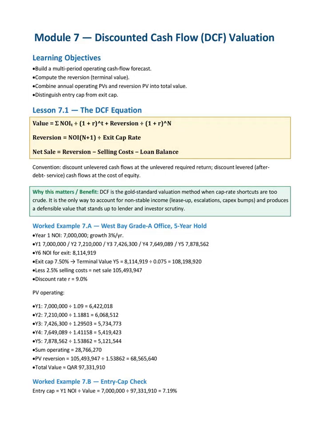This page is Module 7, Discounted Cash Flow Valuation. Learning objectives: build a multi-period operating forecast, compute the reversion cash flow, and reconcile NPV with cap rate. Lesson 7.1, the DCF equation. Value equals the sum of all cash flows discounted to today. The worked example builds a Lusail office tower from year 1 operating cash flow, layered with reversion at sale, ending with the total enterprise value.